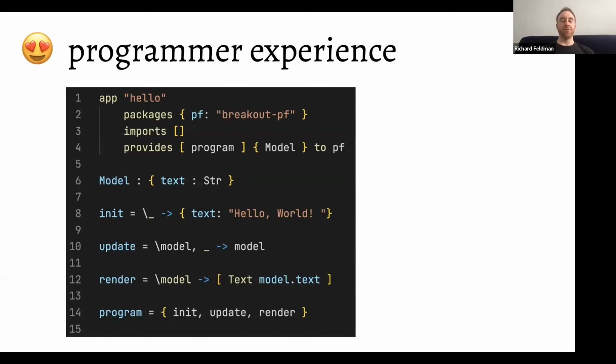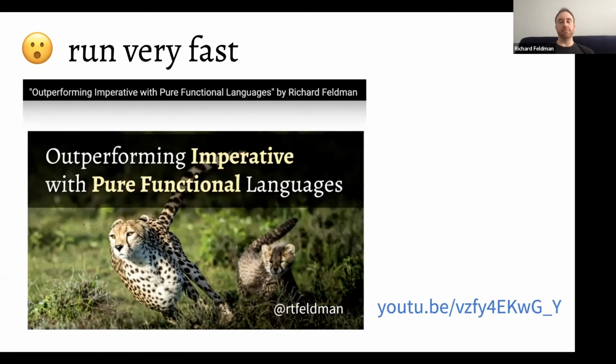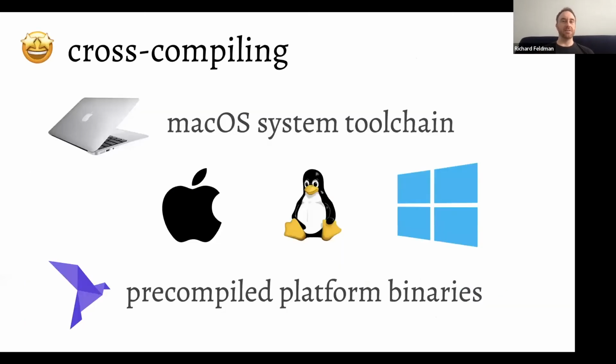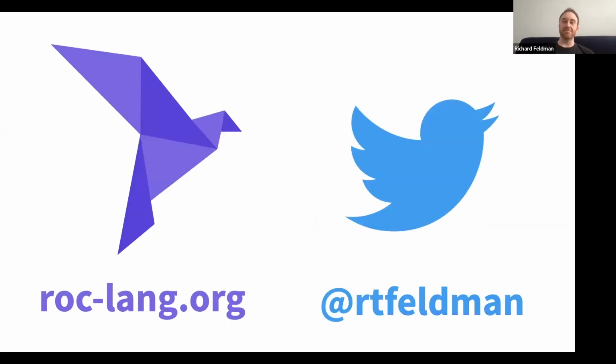We talked about programmer experience in terms of hello world being pretty small and simple, and not a whole lot to learn. Talked about resource usage specifics, and how it's pretty light, running really fast, and of course cross compiling. So that is the current experience of native desktop apps in Roc, and where we're headed in the future. Thanks very much.